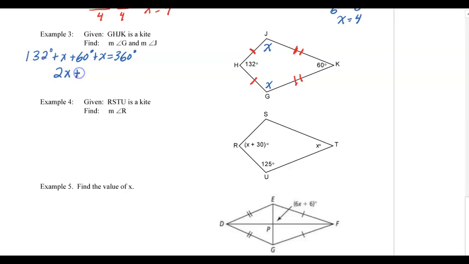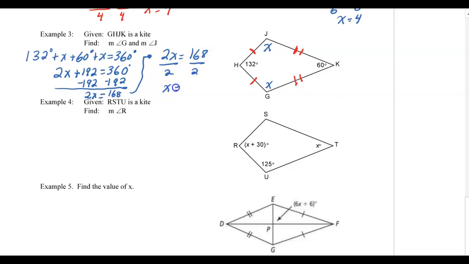So 2x plus 192 is equal to 360 degrees. We'll subtract 192 from both sides, and we'll get 2x is equal to, let me get my calculator, you'll get 168. So 2x is equal to 168. We could divide by 2, and x is equal to 84. There is a second way of doing the problem, but this is a nice algebraic way.